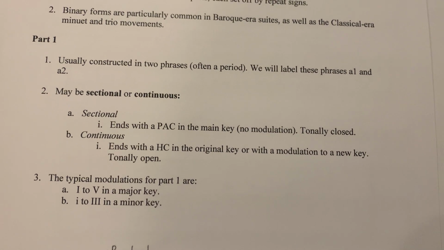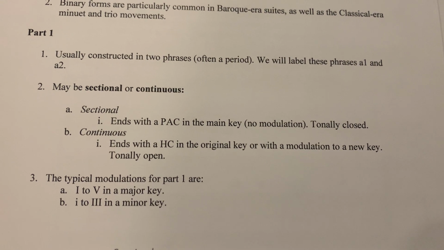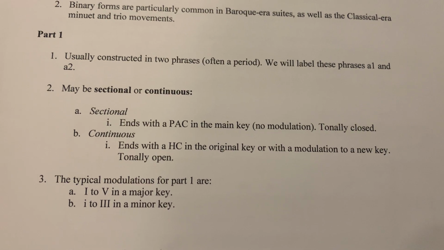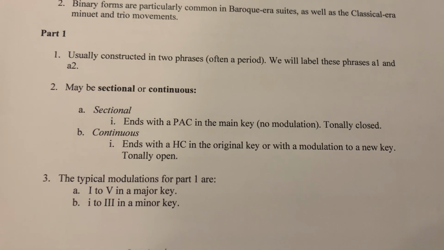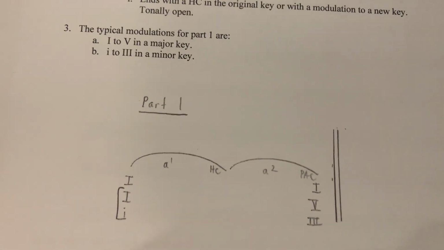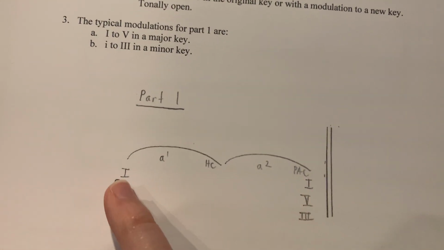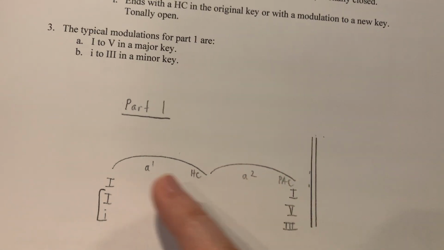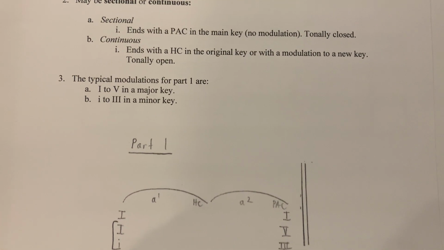Sectional means that the first part will end with a PAC in the main key, so there will be no modulation. In other words, this is what we call a tonally closed section. No modulation, and it ends with a PAC. So this would be shown on this example down here by this one right here. I to I. By the way, the Roman numerals here refer to key areas. I to I, PAC. That would be what we would call a tonally closed or sectional part one.